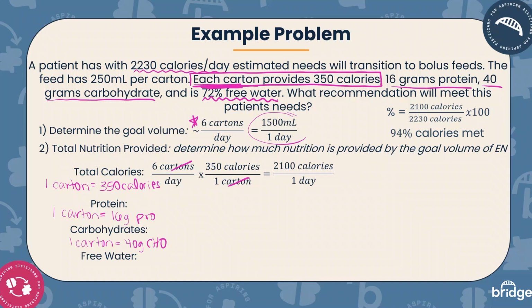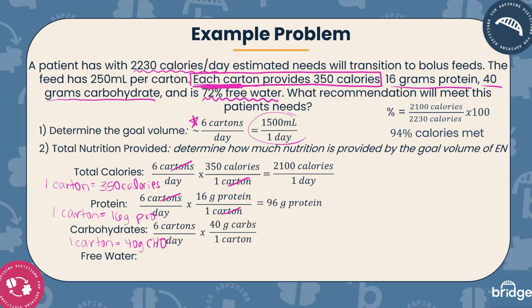For protein, we'll take our 6 cartons and convert from cartons to grams of protein. Every single one of these cartons has 16 grams of protein. So if we take in 6 cartons, then we're taking in 96 grams of protein. Same thing for carbohydrates. We'll take our 6 cartons and convert it to grams of carbohydrates. That comes out to be 240 grams of carbohydrates. And for free water, since it's 72% free water, we're administering 1,500 milliliters. That's 1,080 milliliters of free water.